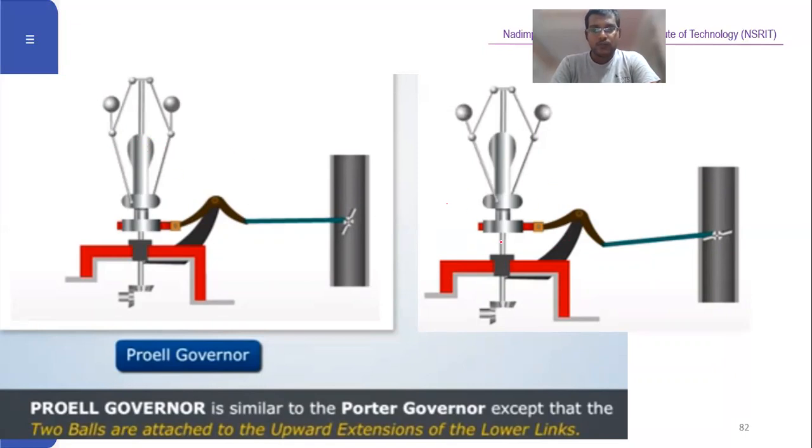Suppose the engine speed increases, here the balls will move upwards. Then the sleeve moves upward. This is connected to the lever and the throttle valve, then the fuel supply will be reduced. Like that, the engine speed will be balanced. Similarly, for lower speeds, vice versa: the balls come down, the throttle valve will open, and the fuel will be supplied again. This is the working.